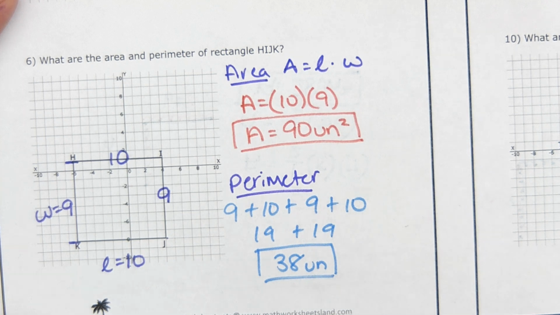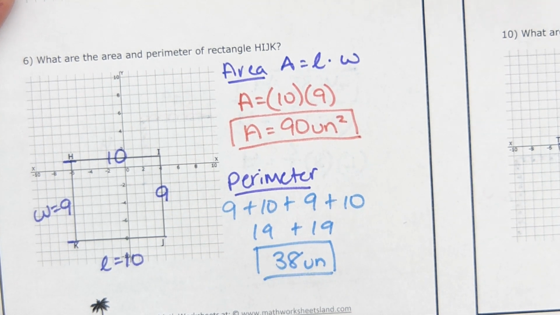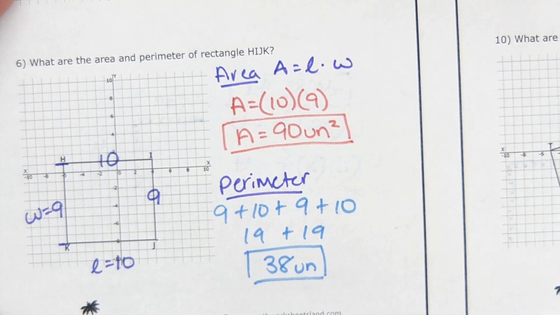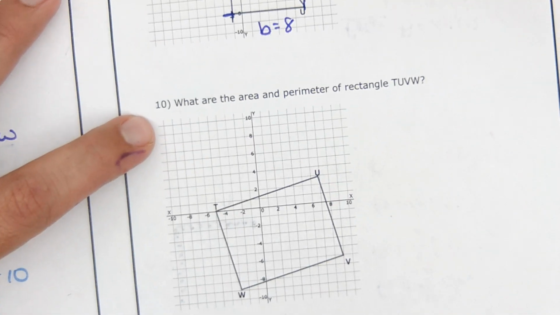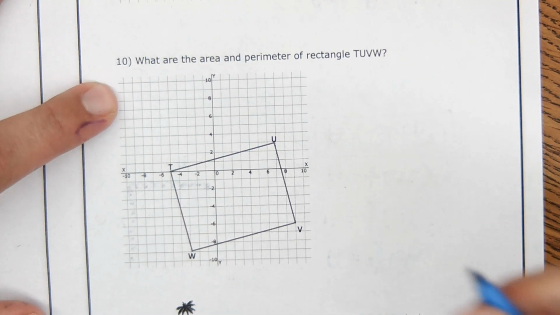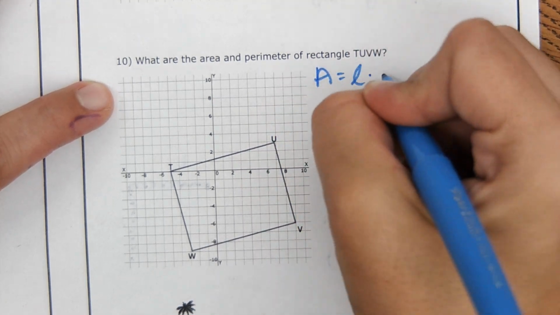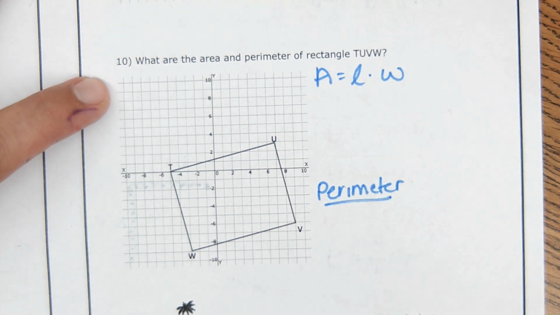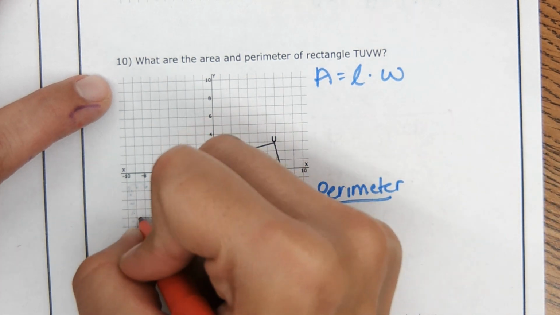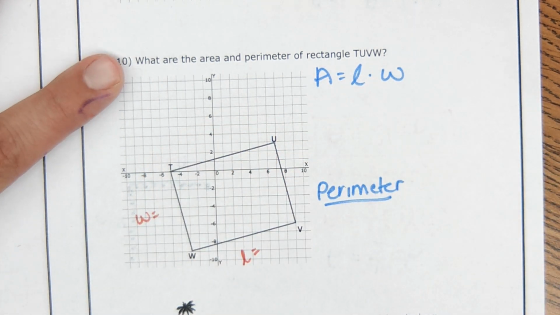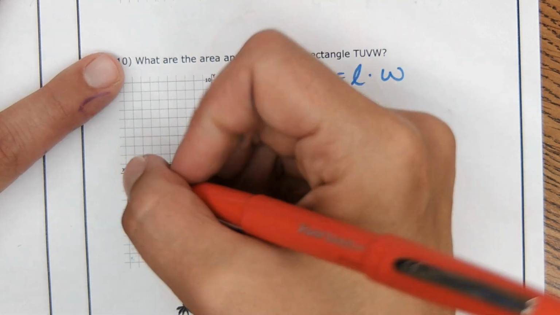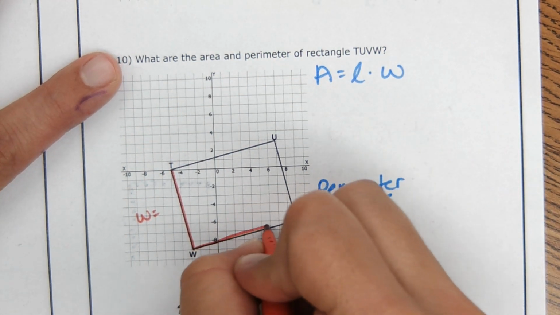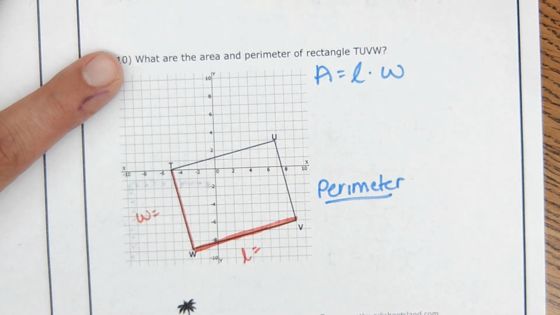Okay, then number 10, this would be level 3 on the EOC, which I know is probably a lot of your goal. So over here, what are the area and perimeter of this rectangle? Area is length times width, and then we'll also find perimeter. To find the length and the width, we're going to have to solve for it. So I'm trying to find this length and this length. And I can't count squares because it's on a diagonal.